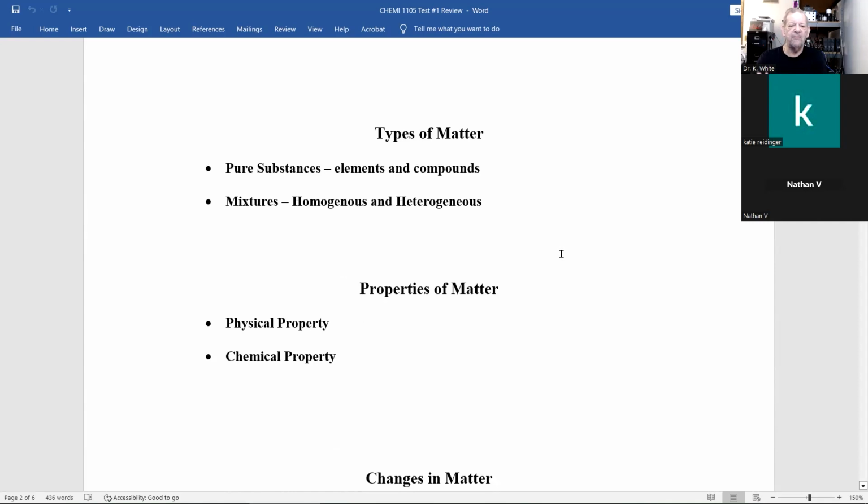Now, when we talk about matter, there are 2 types. There's pure substances and mixtures. When we talk about pure substances, they're the elements and compounds. And when we talk about mixtures, we have 2 different types of mixtures. By the way, a mixture is when you take 2 chemicals or substances, put them together, and neither one reacts with the other. They keep their same physical and chemical properties.